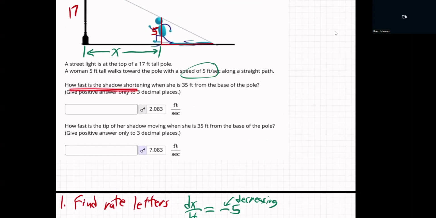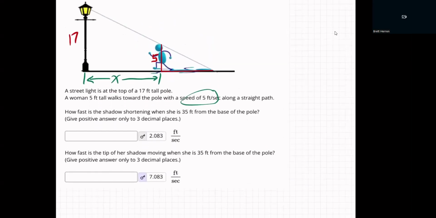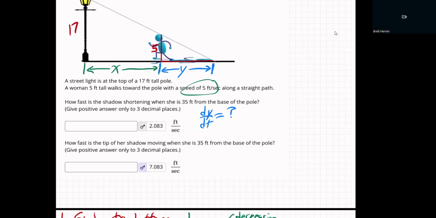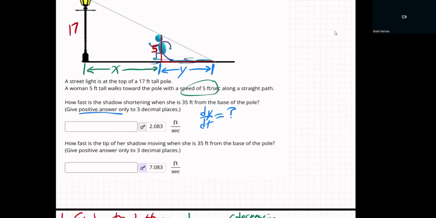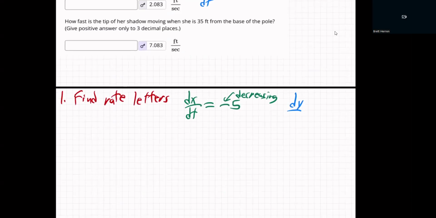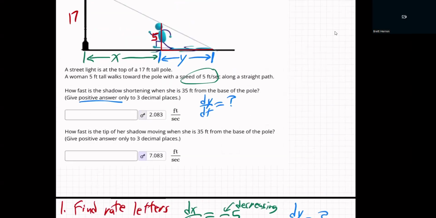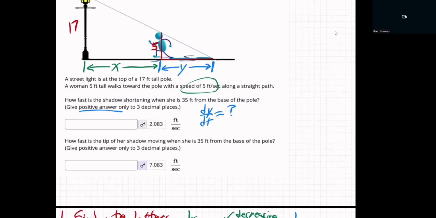Let's keep going. How fast is the shadow shortening? So now they're asking us about the rate of the shadow. So we're going to need to put that in here. That's going to be right here, from here to here. We'll call that y. And that's the length of her shadow. And that's what they're asking us about. What is dy/dt? But they want a positive answer only. So let me write that in. dy/dt. They want it positive only in the end, even though it'll come out negative because it's shrinking.